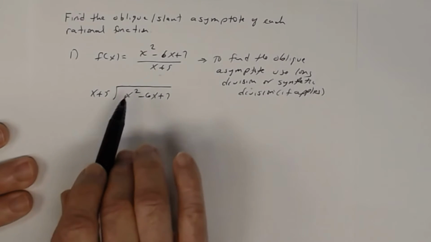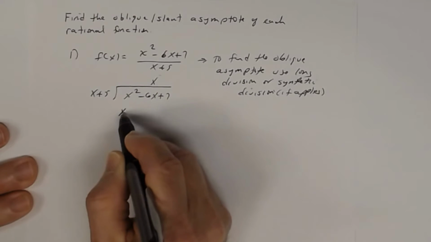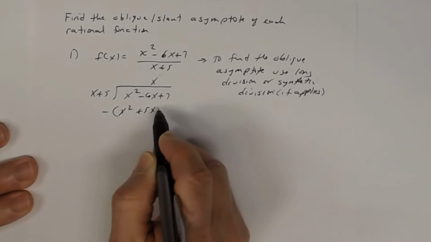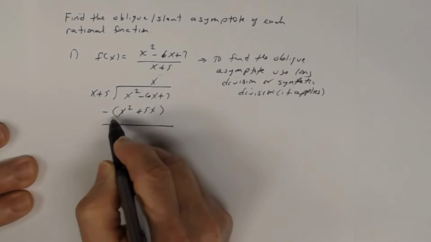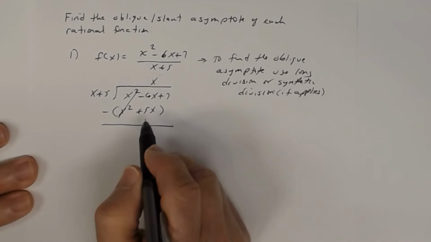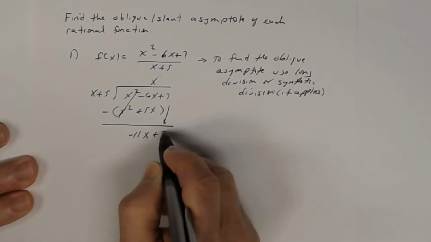So x into x squared is x. X times x is x squared. X times 5 is 5x. And then you subtract. So x squared minus 5x is 0. Negative 6x minus 5x is a negative 11x. And then you bring down the 7.